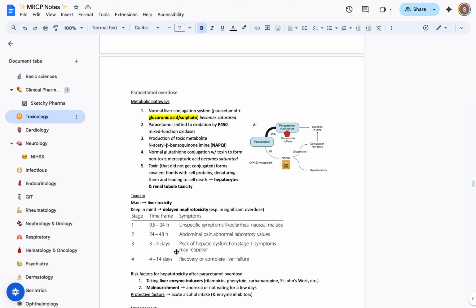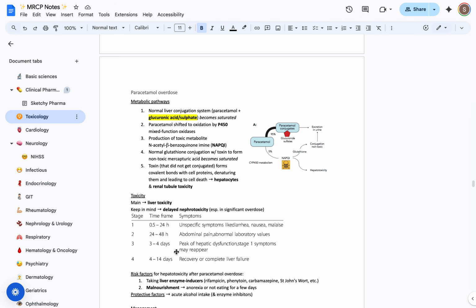Normally, glutathione conjugates with this toxin to form a non-toxic mercapturic acid that's excreted. When glutathione becomes saturated, the toxin will accumulate and will lead to hepatocytes and renal tubular toxicity. The main issue is liver toxicity. However, you have to also keep in mind that in significant overdose, there might be delayed nephrotoxicity as well.